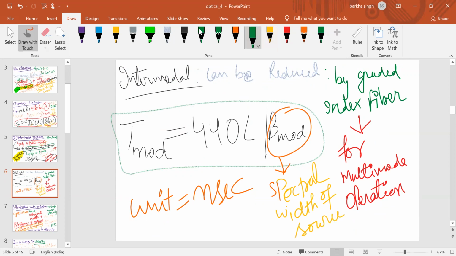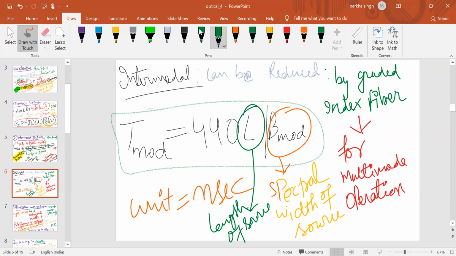L is the length of source. T mode is the dispersion time for intermodal dispersion. So we have seen intermodal dispersion.